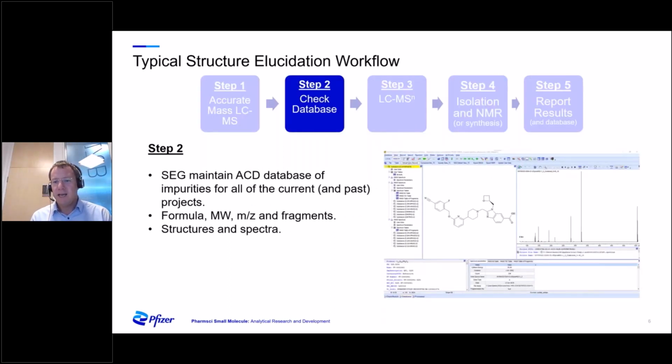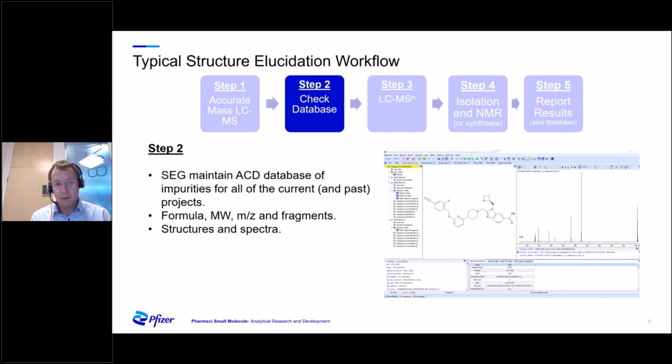We maintain an ACD Spectrus database of impurities for all current and past projects. These can be searched by molecular formula, molecular weight, m/z value, or NMR peak. This database contains structures and any spectra, both MS, MS/MS, and NMR, for any compounds worked on by SEG, as well as metadata, including ELN references or synthetic route step. This allows us to instantly check if somebody has worked on a particular impurity before or a similar structure, and if similar fragmentation has already been seen.